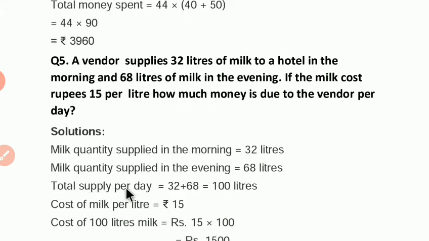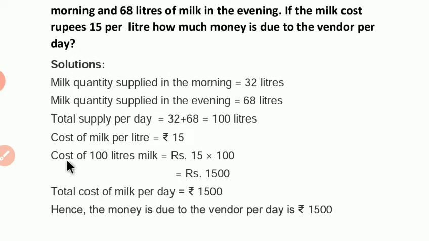It means total supply in 1 day is morning plus evening, so 32 plus 68, 100 liters. He is supplying 100 liters of milk in a single day. The cost of milk per liter is rupees 15. So we have to find the cost of 100 liters, again from 1 to many. Here the cost of 1 liter is given as 15 and we have to find the cost of 100 liters of milk, so we will multiply 15 into 100, which is equal to rupees 1500, the total cost of milk per day.